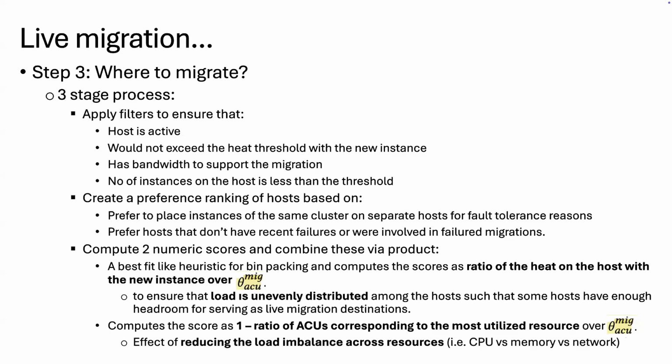Then the third step is we compute two numeric scores and combine them via a product. The first is a best-fit heuristic for bin packing, computing a score that is a ratio of the heat on the host with the new instance over the migration factor which we discussed earlier. So they try to see, with the new instance coming in, what my new heat pattern will look like, and take the ratio over this.